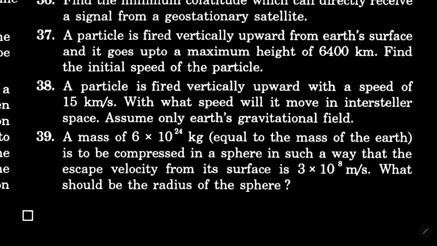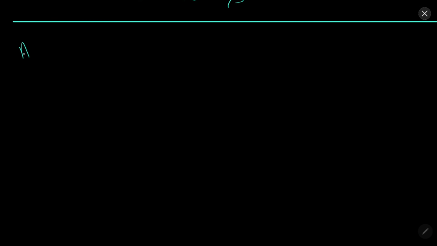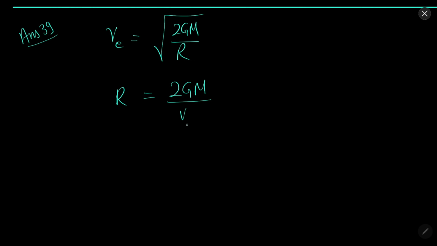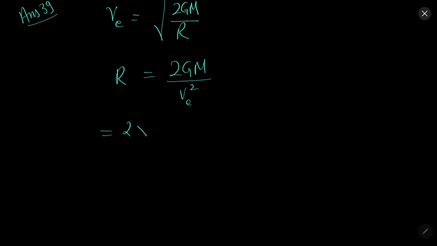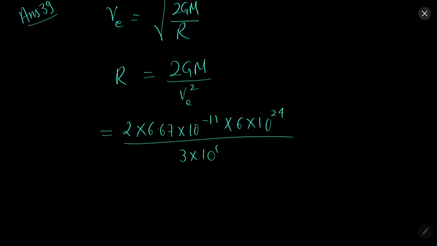In question 39, a mass is given. What should be the radius of the sphere? Solution 39. So escape velocity is root 2GM over r. So r will be 2GM over v square. So 2 into 6.67 into 10 to the power minus 11 into 6 into 10 to the power 24 over 3 into 10 to the power 8 whole square. So radius will be around 8.89 into 10 to the power minus 3 meters.